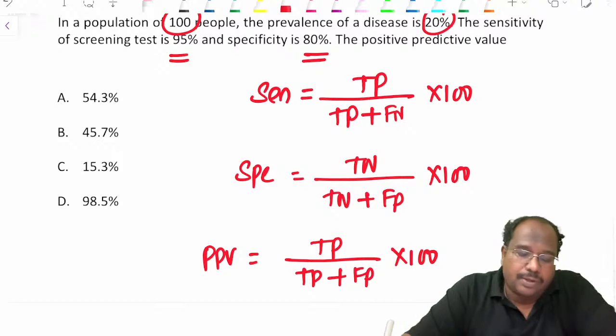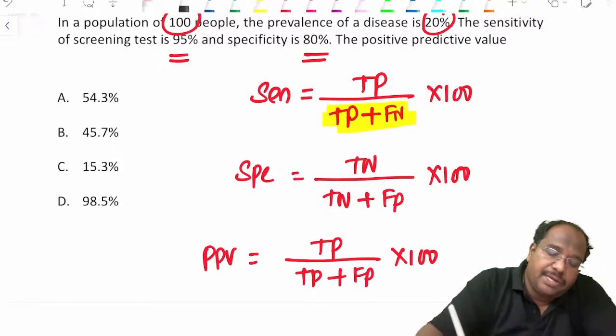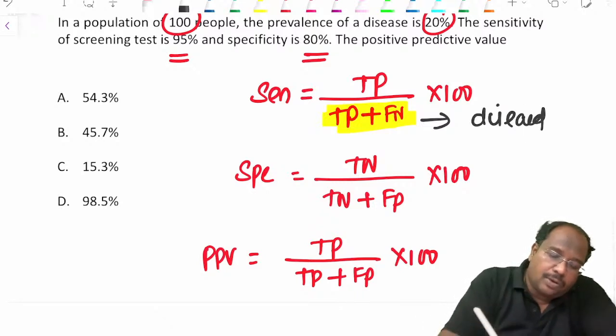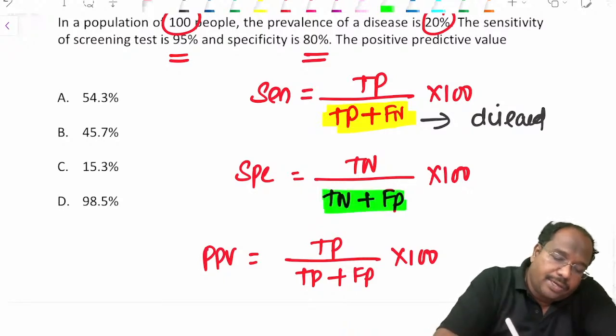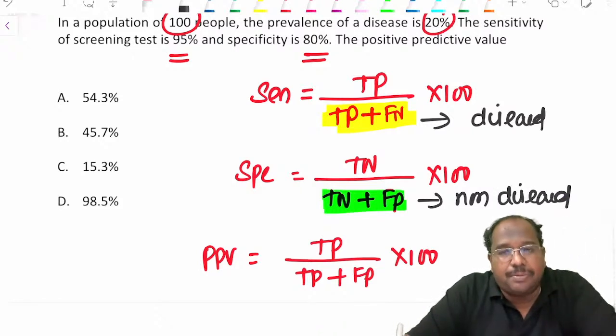Now, who are these people? Sensitivity deals with only diseased people. What about these people? These are non-diseased. They are diseased and these are non-diseased. Now let us calculate this.